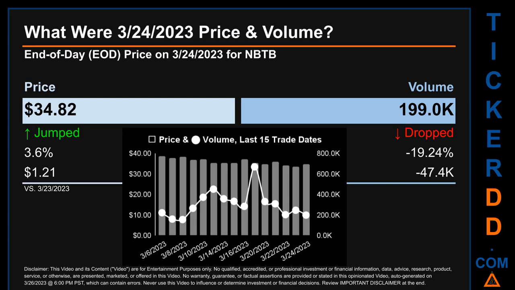The graph shows price and volume for the last 15 trade dates. Across a range of $5.18, the max and minimum end-of-day price were respectively $38.79 and $33.61. Volume saw a range of 513.6 thousand, from a day low of 155.6 thousand to a day high of 669.2 thousand.